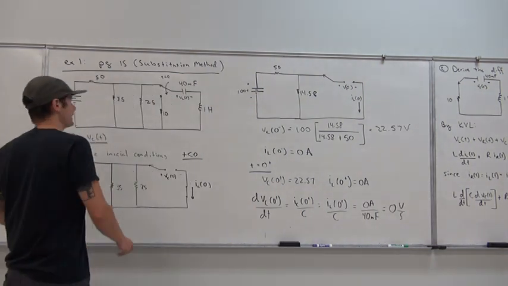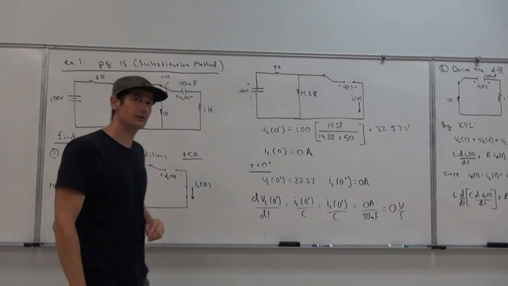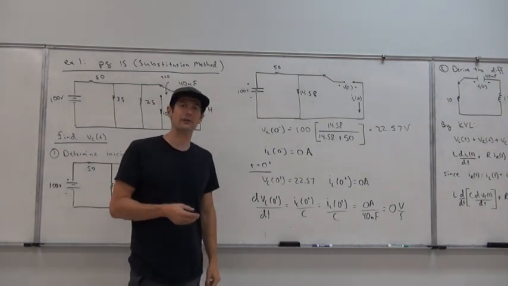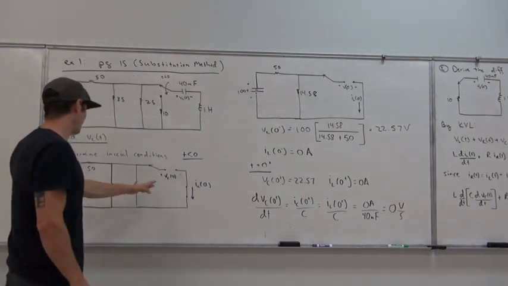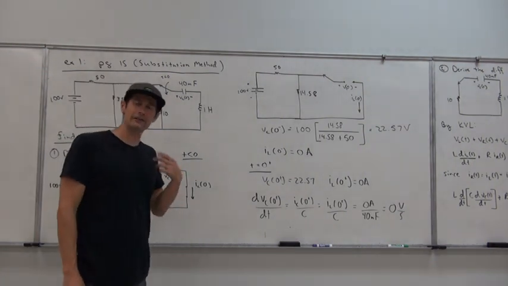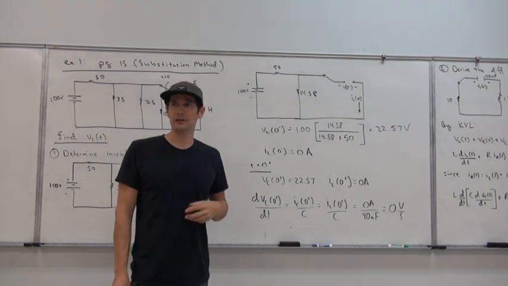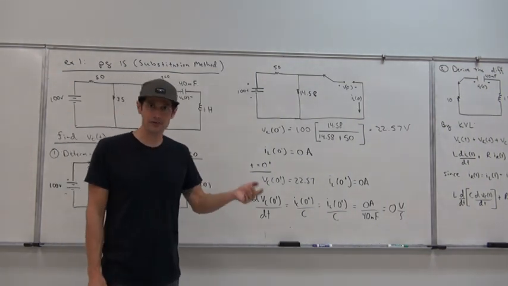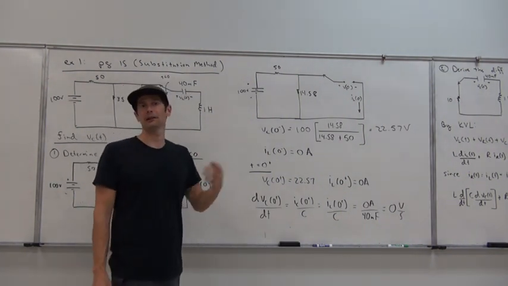Now, in this case, if we were looking for VC of t, the first thing that we want to do is find the initial conditions for t less than 0, and then also look at t equal to 0 plus. As we've stated before back in Circuits 1, the initial condition for that capacitor voltage we can easily find by modeling that capacitor in steady state as an open circuit. And for the inductor, we model that as a short circuit.